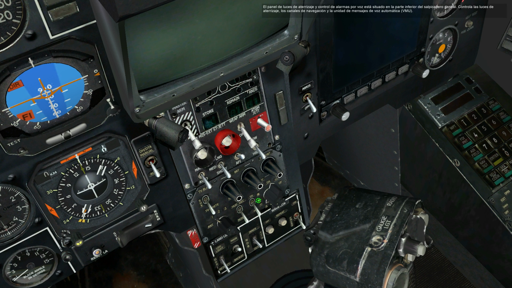The landing light and voice warning control panel is located in the lower part of the center dash. It controls landing lights, navigation channels, and the automatic voice warning unit, VMU.